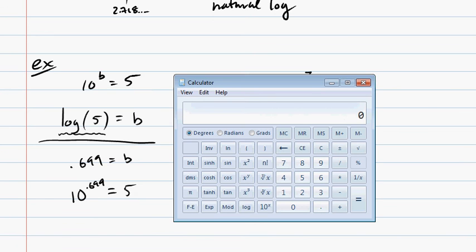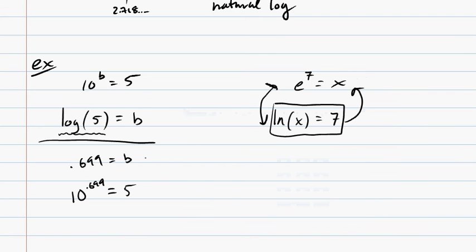Let's just double check that. It would be 10 to the power of 0.699. We should get about 5. And look at that. So we'll do that more later. I just wanted to show you that it is useful.